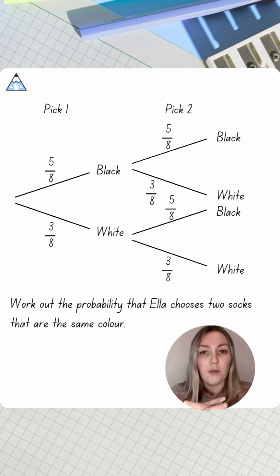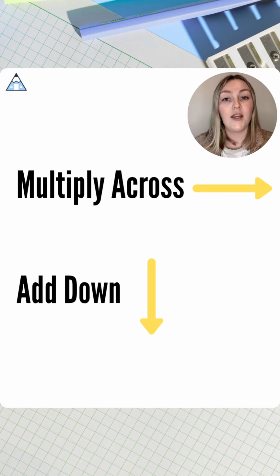So to bring those probabilities together and give you the total probability that Ella chooses 2 socks that are the same colour, you just then add those 2 probabilities together. So 25 over 64 add 9 over 64 is 34 over 64. So just remember, when you are working out the probabilities using tree diagrams, it's multiply across, add down.